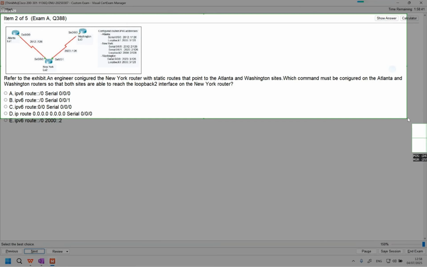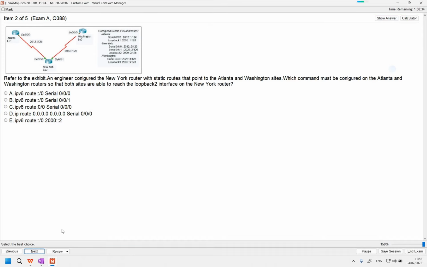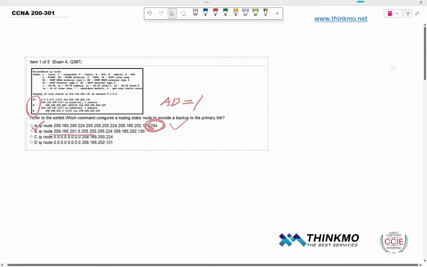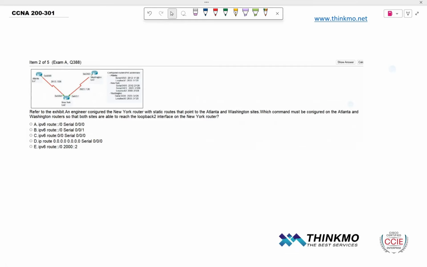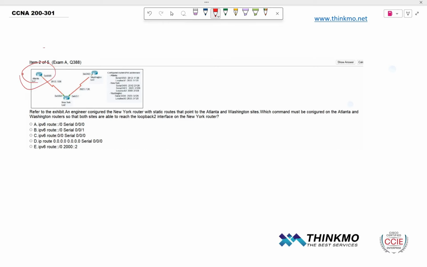Alright, question 2. The second question is about IPv6 static routes, and this one is also very simple. Let's look at this diagram. The diagram shows 3 routers. What it means is that we have this router here in Auckland, and this router here in Vincent. We need to configure this on both of these routers. The static route is to allow both of them to access the New York router's loopback interface, loopback 2. To access this interface, we just need to directly write the static route.